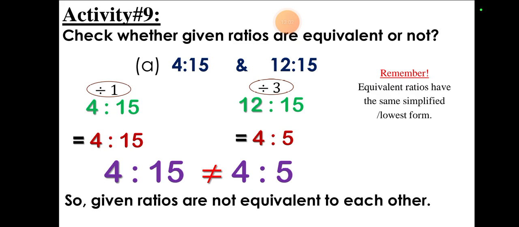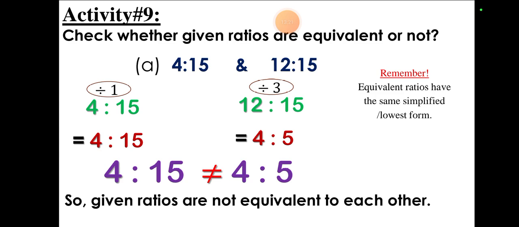Check whether the given ratios are equivalent or not, like 4 ratio 15 and 12 ratio 15. 4 ratio 15 divided by 1, I'll get 4 ratio 15. 12 ratio 15 divided by 3, I'll get 4 ratio 5. So they are not equal, because one is 4 ratio 15 and one is 4 ratio 5.